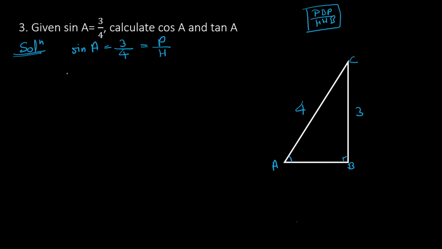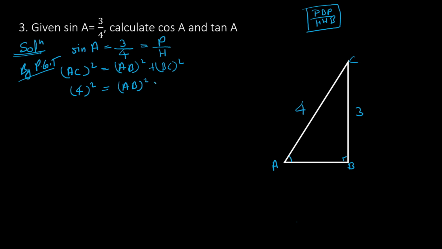Let's find it: AC whole square equal to AB whole square plus BC whole square, by PGT. By PGT we are finding. So 4 and its whole square equal to AB whole square, as AB is not given, plus BC. BC is given, so we will write it 3 and its whole square.